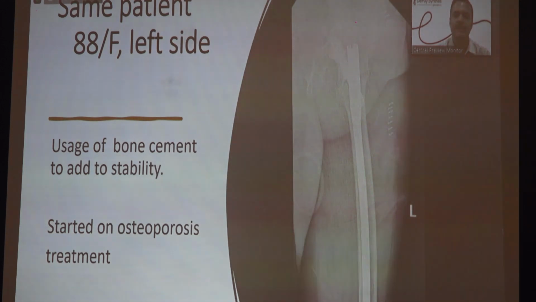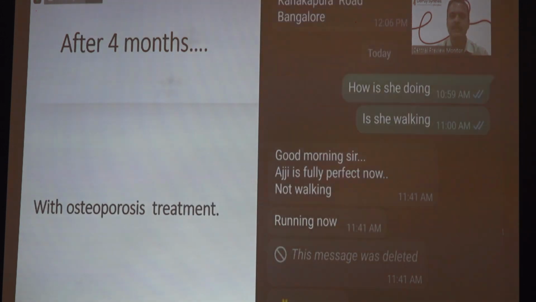And then the very next case which we got, an 88-year-old lady, we just put in the TFNA long one and put in the bone cement also. And exactly at 4 months, I just called them. They are in a home program, and the answer that they gave was, my grandmother is running now, she's just not walking anymore.